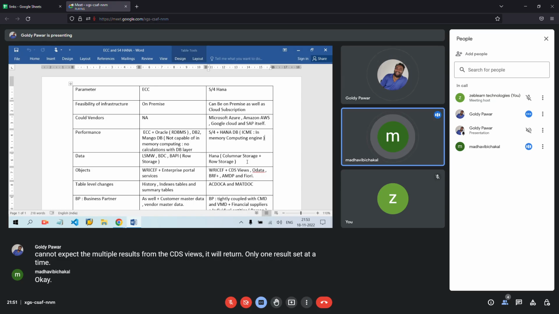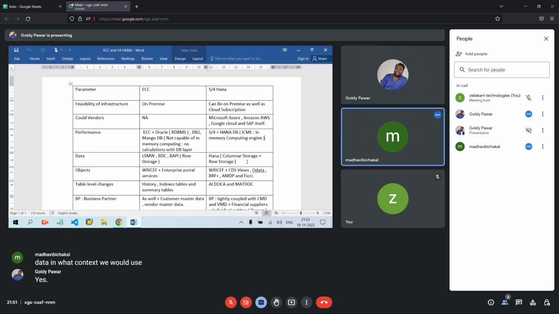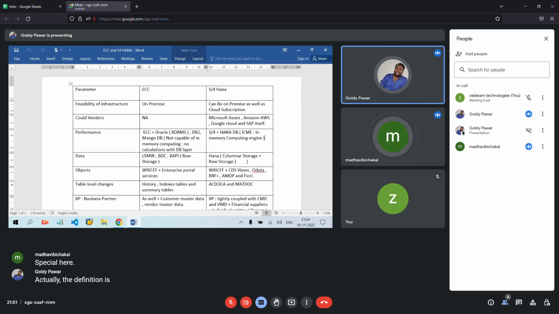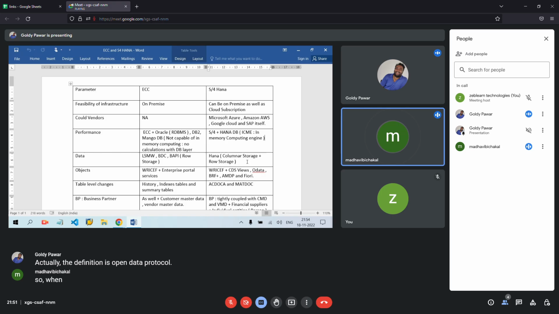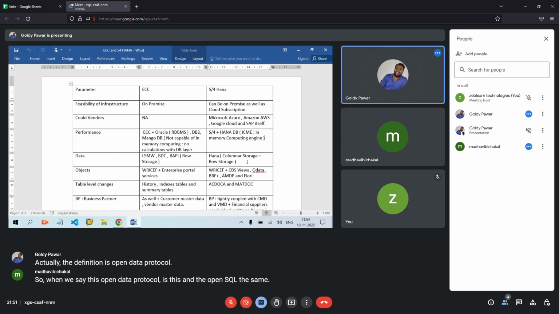Okay, now tell me one thing. When we say OData, in what context would we use OData? Open Data Protocol. The definition is Open Data Protocol. So when we say Open Data Protocol, are this and Open SQL the same? No. OpenSQL is completely different.